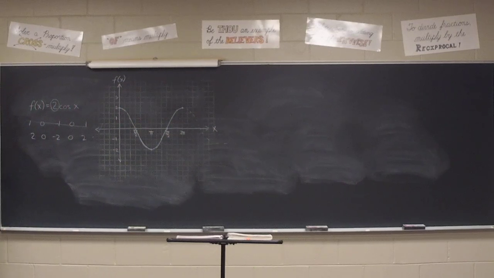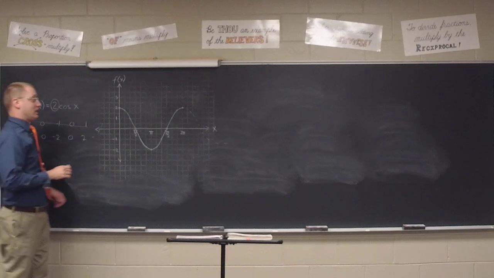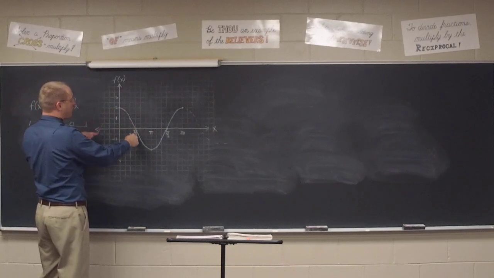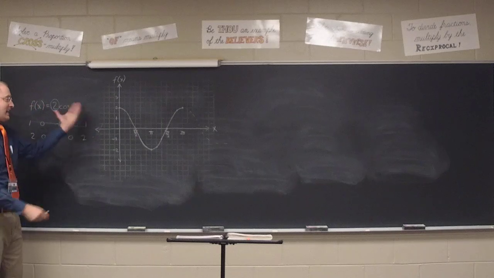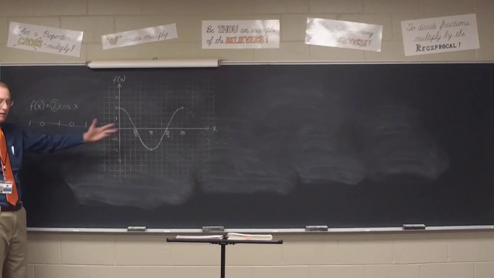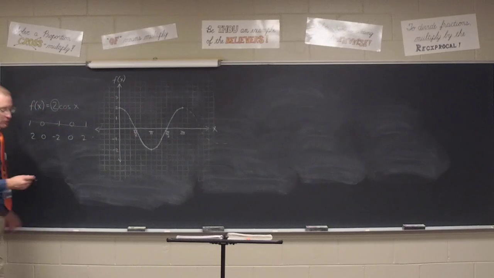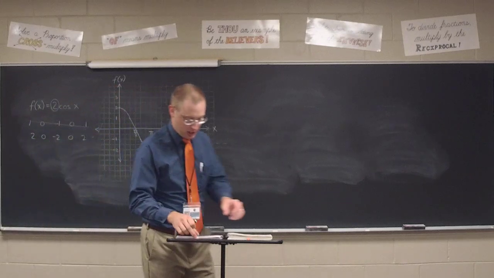We also said that cosine is an even function because it's symmetric to the y-axis. Also, the negative mirrors the positive, okay? So it's an even function. Let's take a look at the other graph that you had to do for homework.